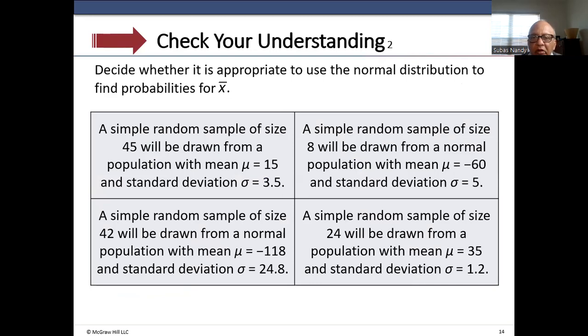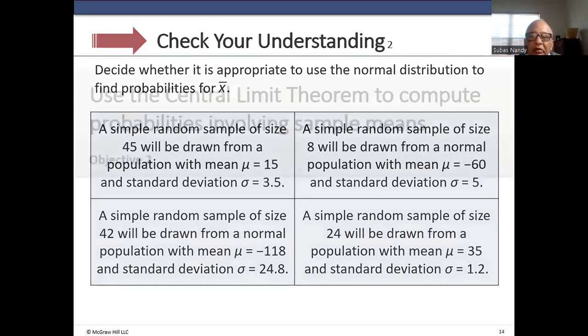What about the one on the top? Simple random sample of size 8. Very small sample size, but you are drawing it from a normal population. So the sample of size 8 comes from a normal population. You are okay. You can use the central limit theorem.